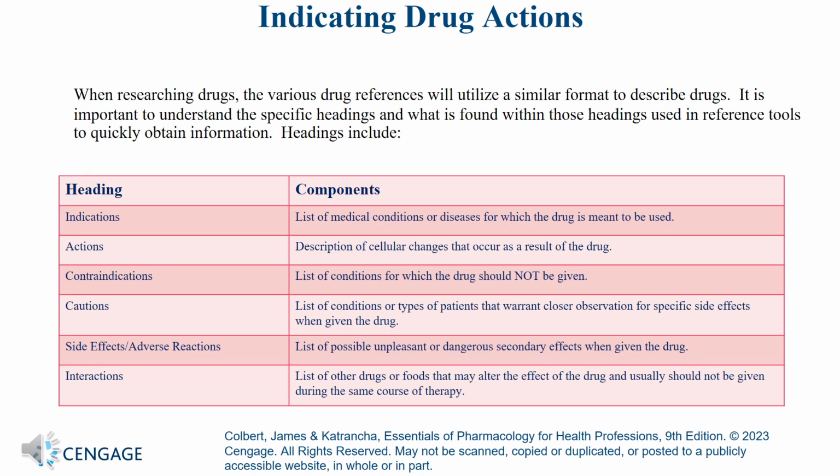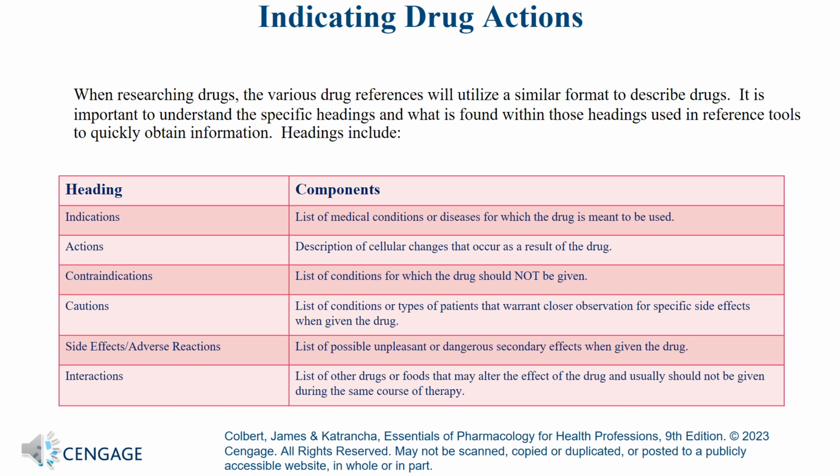Look at your choices, pause the video, and we can check your answers at the end of the video. When researching drugs, the various drug references utilize a similar format to describe drugs. It is important to understand the specific headings and what is found within those headings used in reference tools to quickly obtain information. So when we look at this table, we're looking at headings and components. We're looking at indications. What does indication mean?